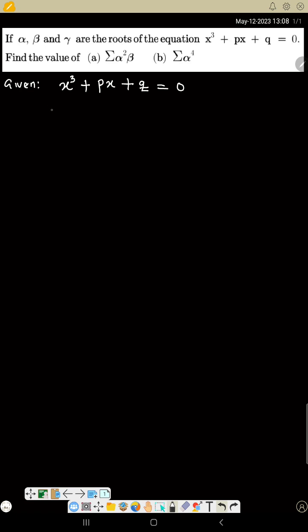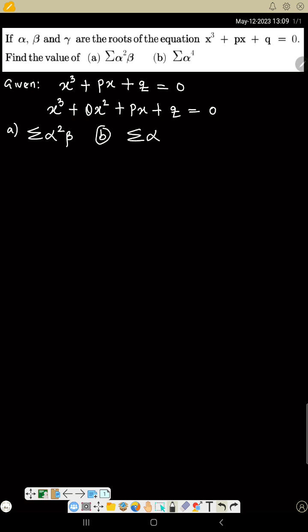So this equation can be s cubed plus 0s squared, because there is no term with s squared here, so 0s squared, plus ps plus q equals 0. So you can see it clearly. Find the value of a: summation alpha square beta, b: summation alpha raised to power 4.